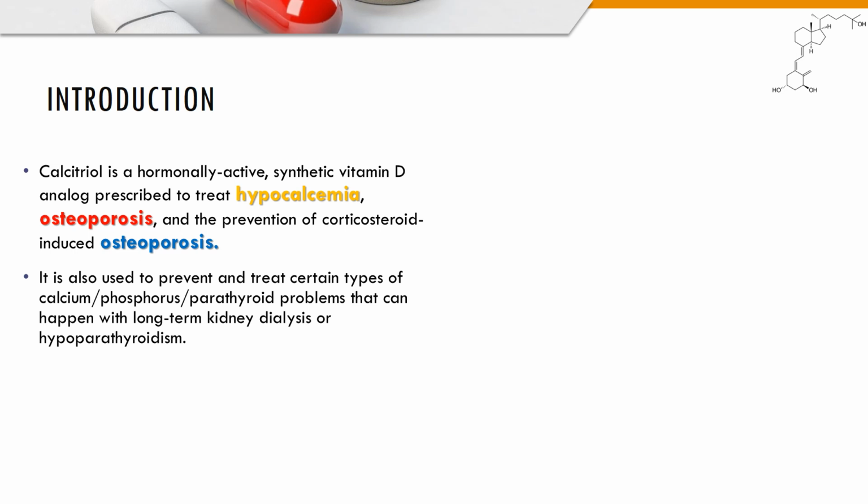As a brief introduction, Calcitriol is a hormonally active synthetic vitamin D analog that is prescribed to treat hypocalcemia, osteoporosis, and the prevention of corticosteroid-induced osteoporosis. It is also used to prevent and treat certain types of calcium, phosphorus, parathyroid problems that can happen with long-term kidney dialysis or hypoparathyroidism. Calcitriol is usually used also along with specific diet recommendations and sometimes other medications in conjunction.